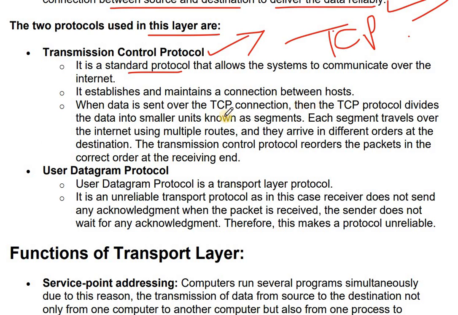When data is sent over a TCP connection, the TCP protocol divides the data into smaller units known as segments. Each segment travels over the internet using multiple routes, and they arrive in a different order at the destination. The Transmission Control Protocol reorders the packets in the correct order at the receiving end.